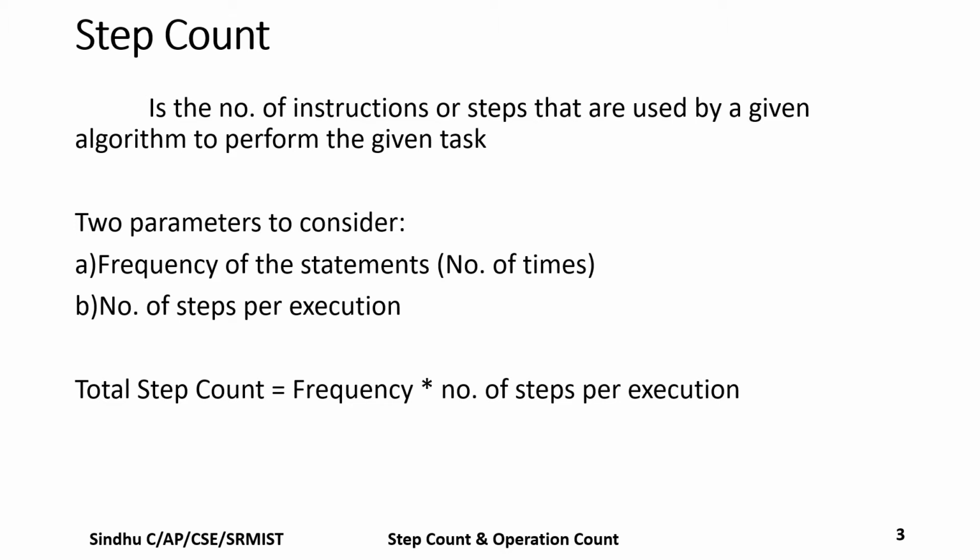So now how does this step count work? We have to take two things into consideration. First is the frequency of these statements, that is, how many times a statement is occurring. The second one is the number of steps per execution. So these two parameters we have to consider. Step count is the number of instructions or steps that are used by a given algorithm to perform the given task. So we have the formula in the last line. Total step count is equal to frequency of occurrence into number of steps per execution.